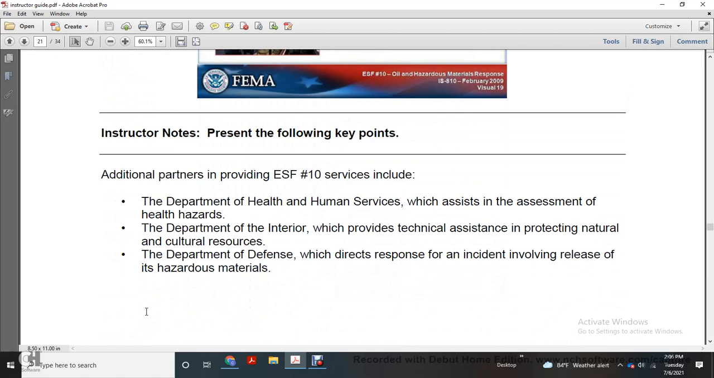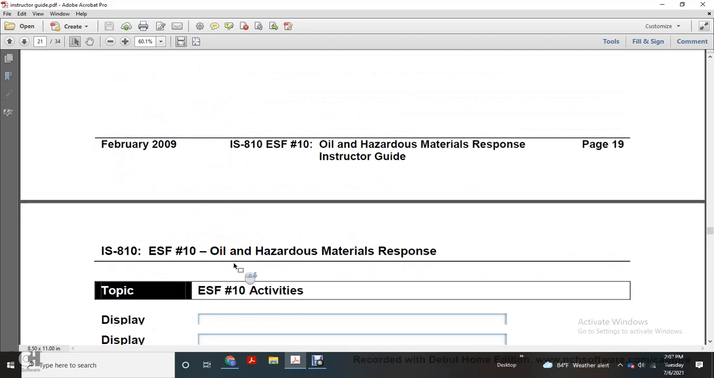The instructor notes presented the following key points. Additional partners providing Emergency Support Function number 10 services include the Department of Health and Human Services, which assists with assessment of the health hazard; the Department of Interior, which provides technical assistance in protecting natural and cultural resources; and the Department of Defense, which directs the response to incidents involving the release of hazardous material.